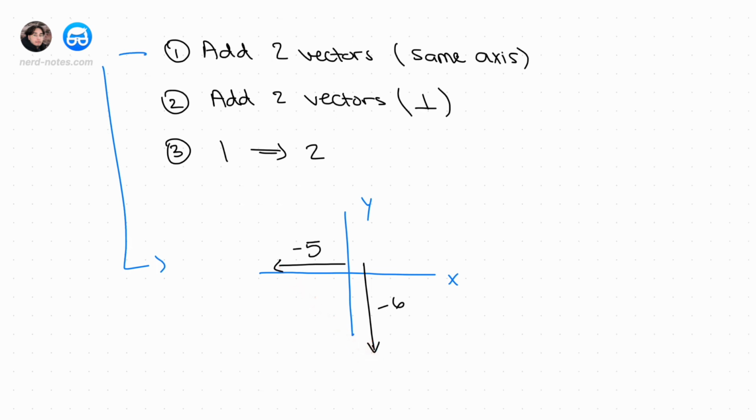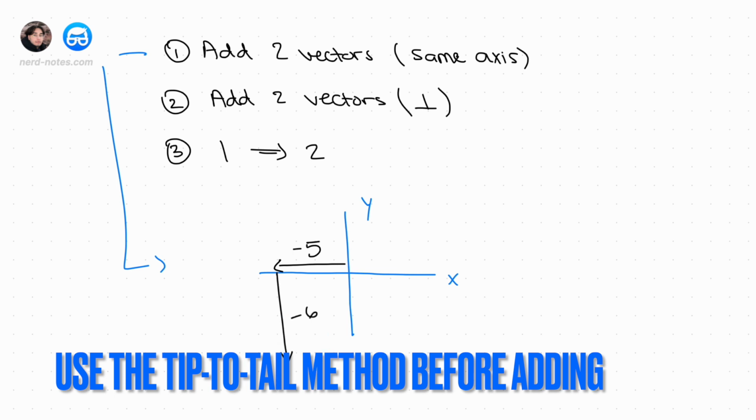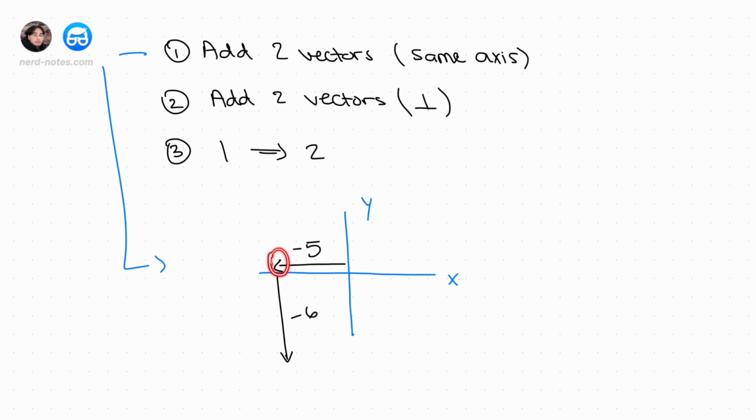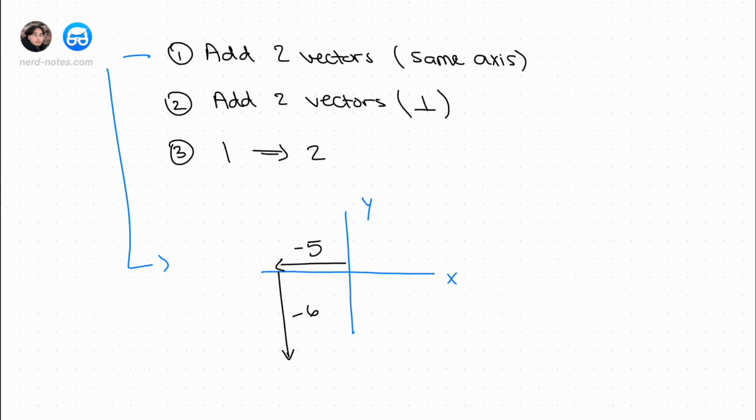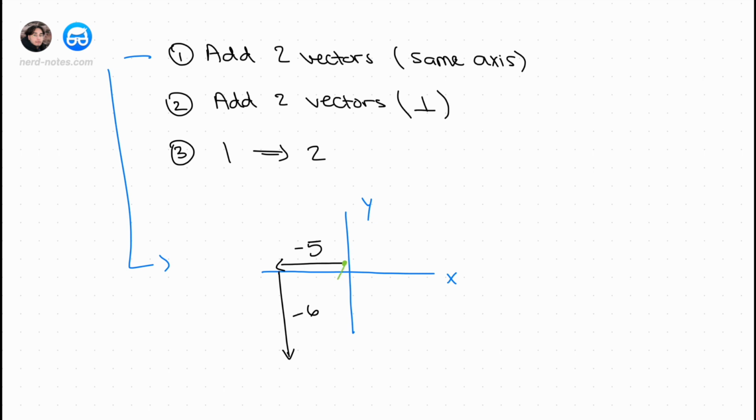However, the proper way to do this is to take one of these vectors, it doesn't matter which one, and move it such that they're in the orientation of tip to tail. What do I mean by that? As you can see here, I've moved the vector such that the tip of this vector is at the tail of this vector. Then you go ahead and connect them. I'm going to start from the tail and connect them just like that, and that green line right there is what we call our resultant vector.